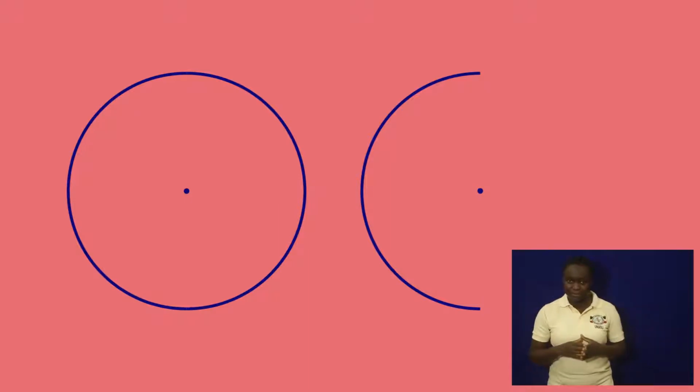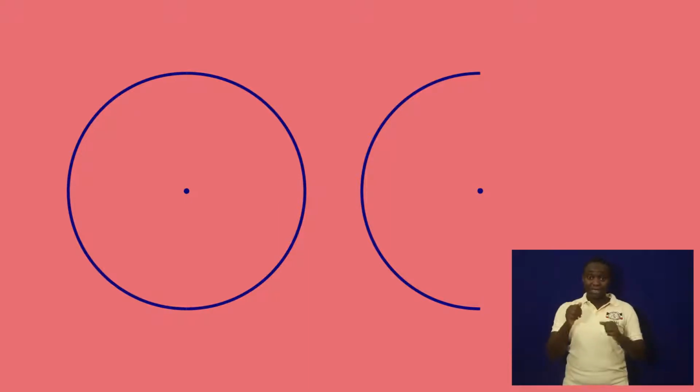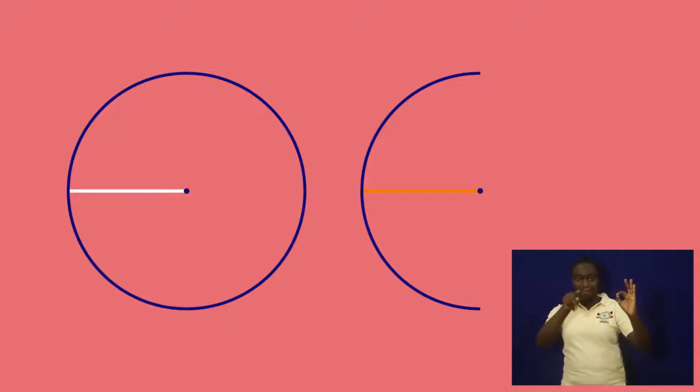Now, draw a line that joins the center to the curved mirror. A line from the center to the curved mirror. Now, I am drawing my circle. I have my center, then a line that joins the center to the curved mirror.